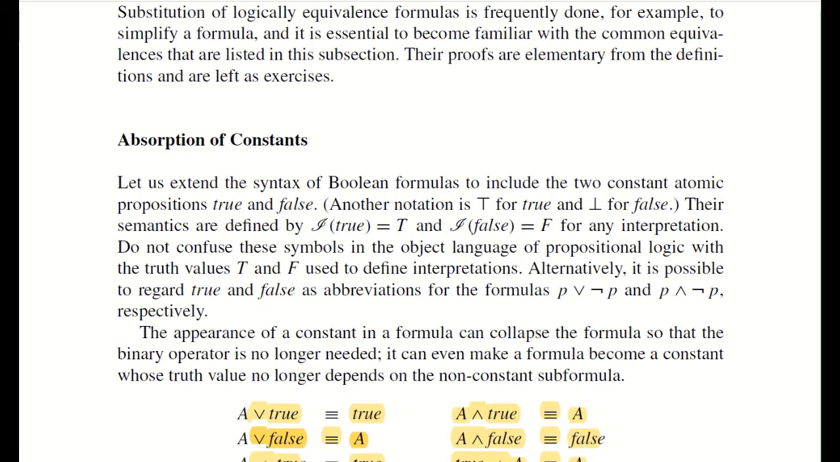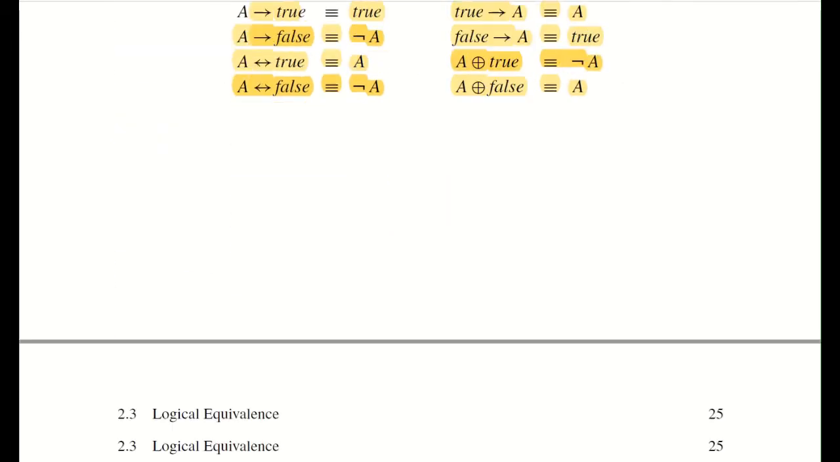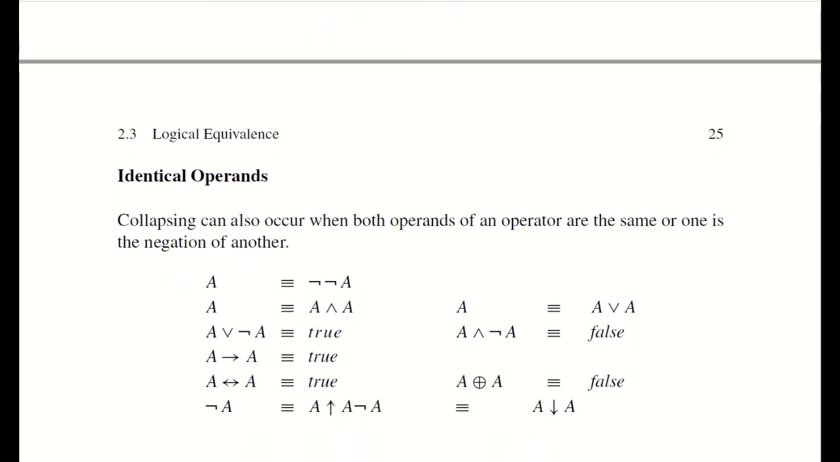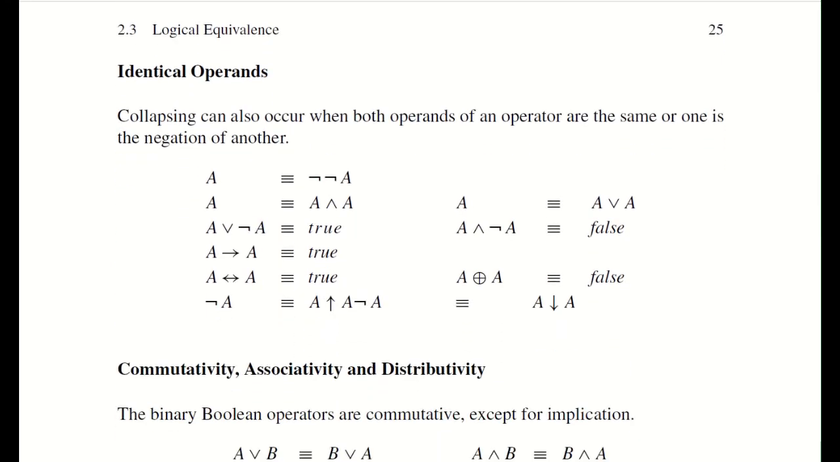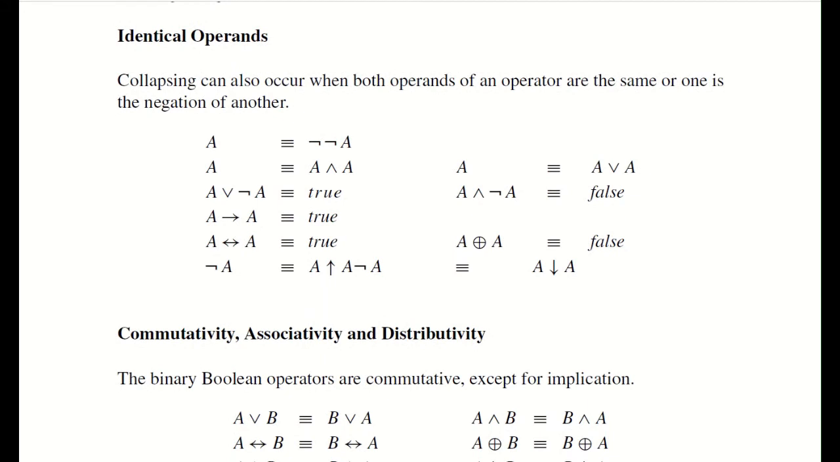Showing up as an absorption of constants. The next important thing is so-called identical operands. The collapsing can also occur when both operands of an operator are the same, or one is the negation of another. We have to remember that the double negation results in a simple statement.